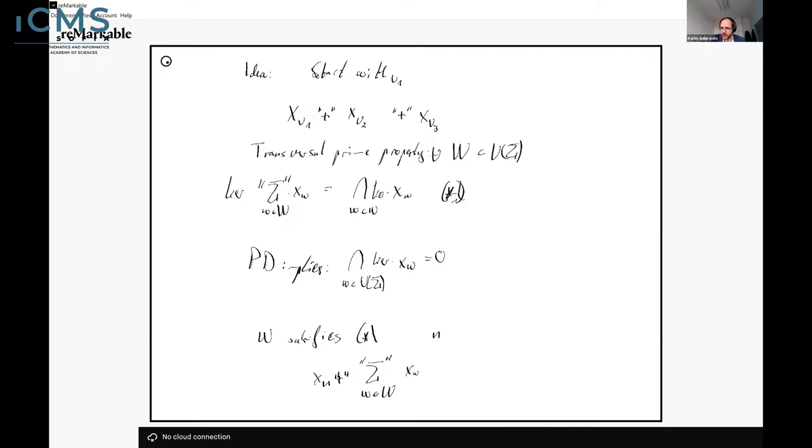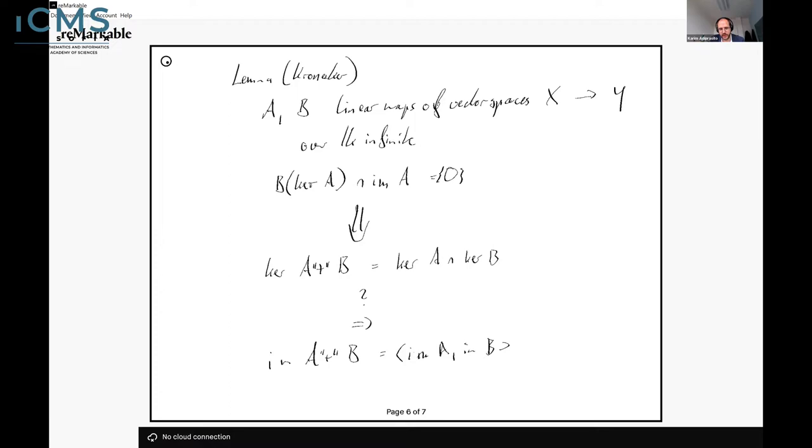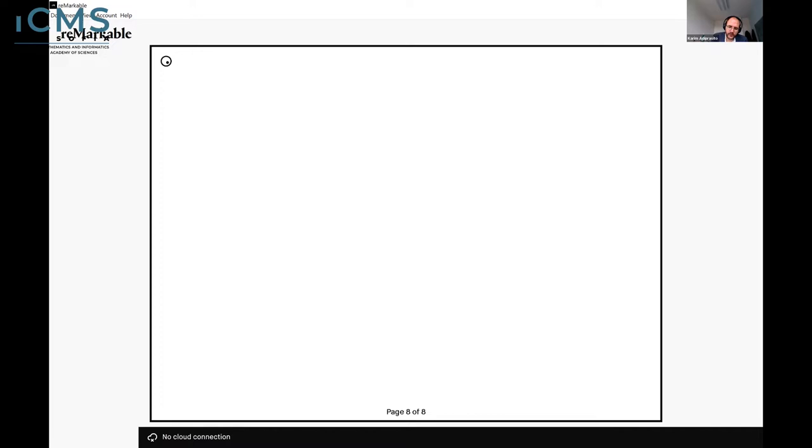Okay, so let's look at this criterion. What do I need to extend the transversal prime property, this property star, to the union of W and n? I need to look at this condition. So what does it say? Again, I forget the multiplication sign. Xn times the kernel of this generic combination of the whole index set, intersected with the image of this generic combination, is zero. Simple enough.